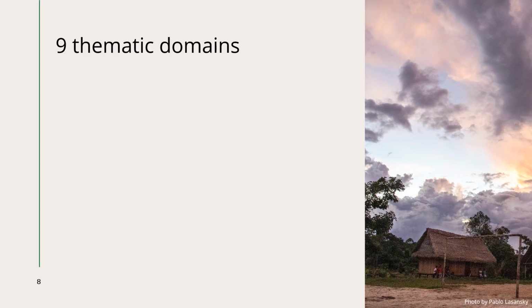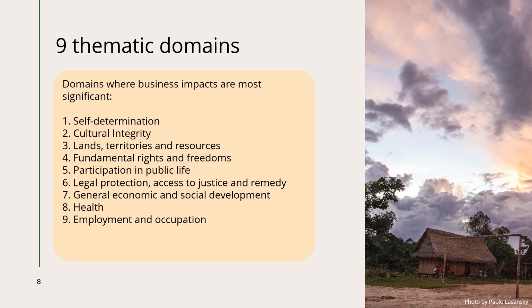These domains follow the structure of the UNDRIP as defined by Indigenous peoples through consultations during the development of the main surveys. However, this module includes only those domains where business impacts are known to be significant: self-determination, cultural integrity, lands, territories, and resources, fundamental rights and freedoms, participation in public life, legal protection, access to justice and remedy, general economic and social development, health, and employment and occupation.